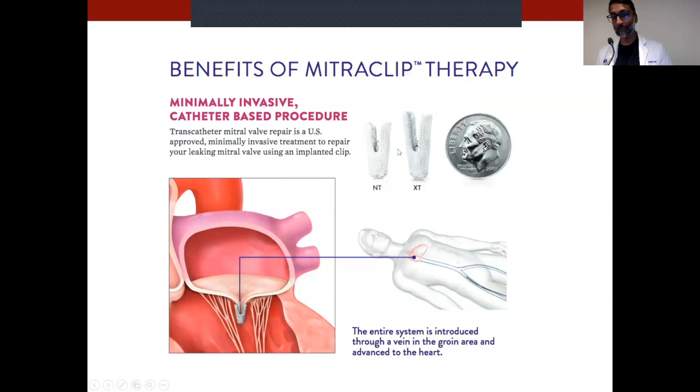They come in 4 different sizes. You can see 2 of them here. One is a small clip, one is a larger clip, and there's a narrow clip and a wider clip. We select the clip based on the patient's anatomy and what we think would fit best to reduce the leak.